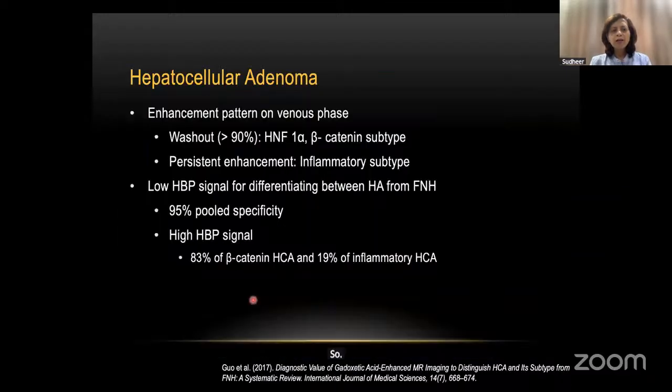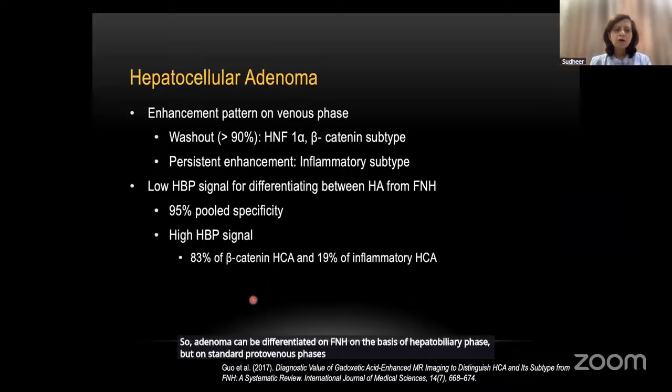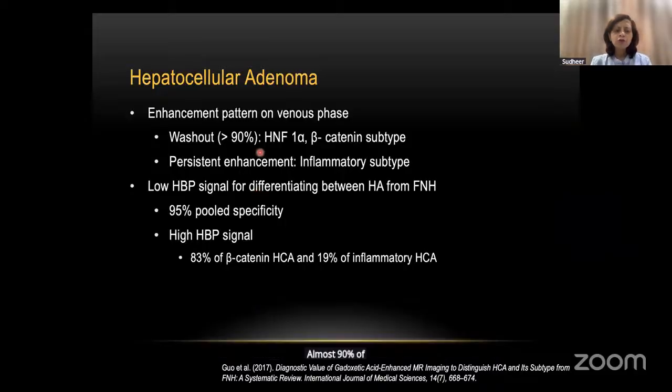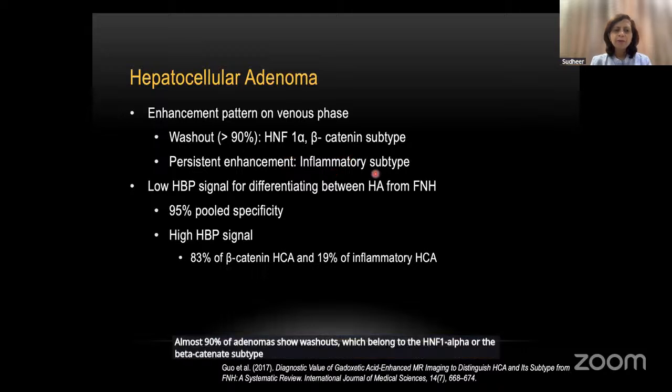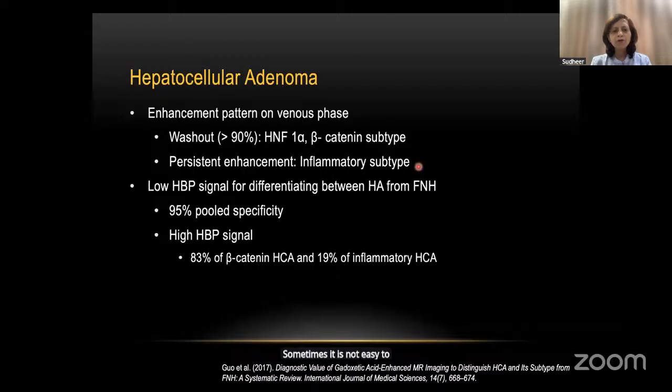So adenoma can be differentiated from FNH on the basis of hepatobiliary phase, but on standard portovenous phases, almost 90% of adenoma which belong to the HNF1 alpha or the beta-catenin subtype show washout. But for the inflammatory subtype, a lot of them show persistent enhancement. And because we know that inflammatory subtype is quite a common subtype, adenoma may show either persistent enhancement or washout on the standard portovenous phase images. So without doing a hepatobiliary phase, sometimes it is not easy to differentiate adenoma from FNH.